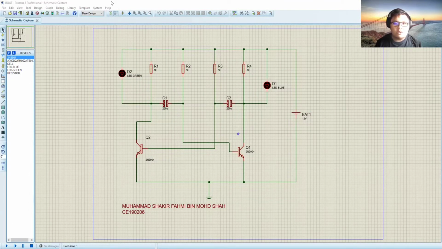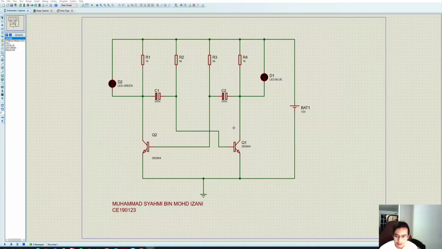So this is our circuit design, based on the figure given on the lab sheet. The simulation will be presented by my other group members. That's all from me, and thank you very much.